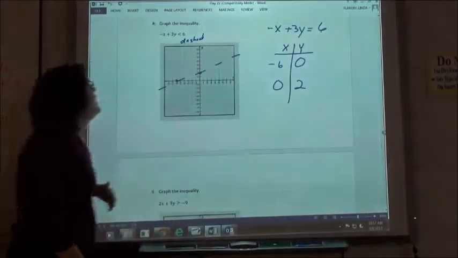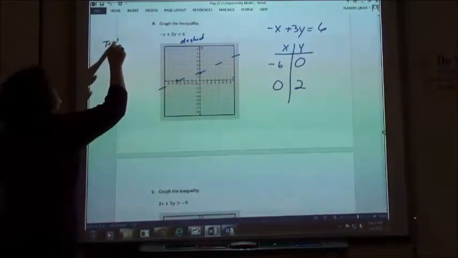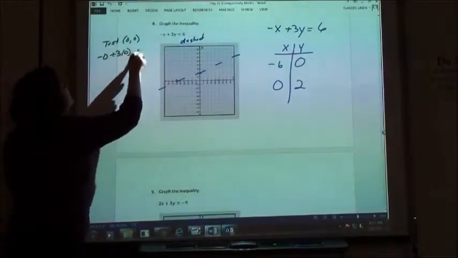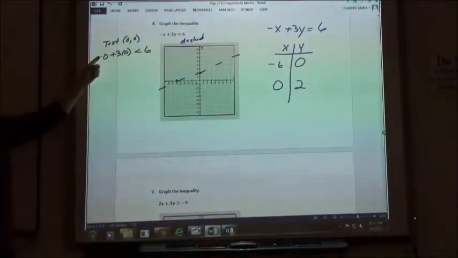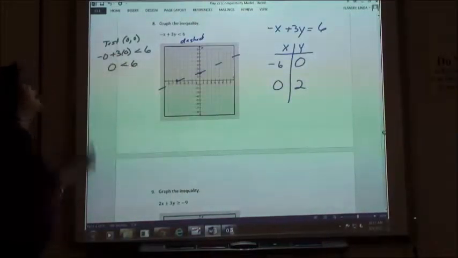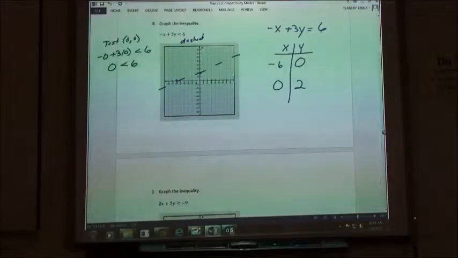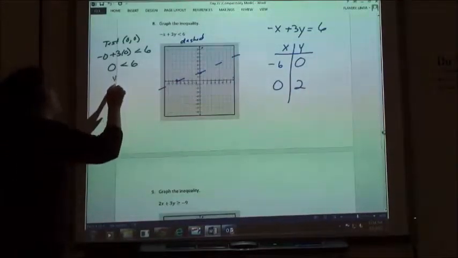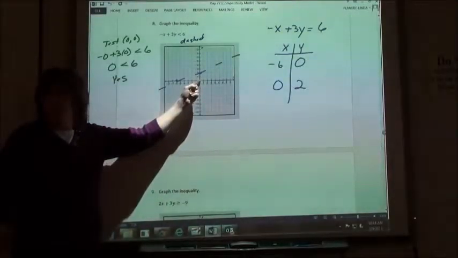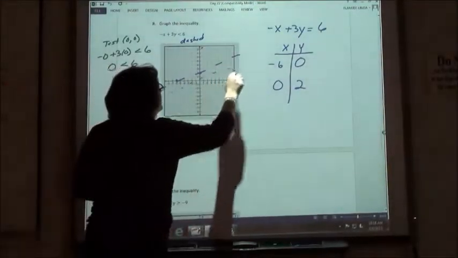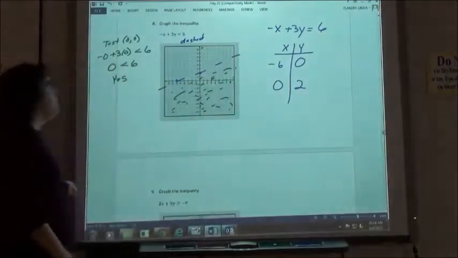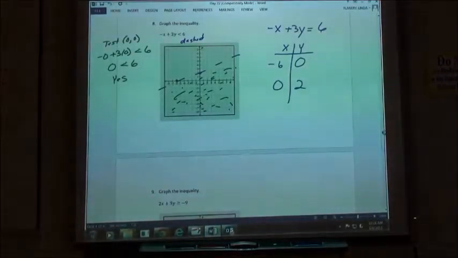Now I'm going to check my shading. I'm going to test 0, 0. So negative 0 plus 3 times 0, is that less than 6? Again, this whole side's just going to end up being 0 because I put 0 in for x and for y. Is 0 less than 6? Yes, it is. So that means we do shade the side where the 0, 0 is. This time we're going to shade over here below our line because the 0, 0 is below our line. And so it looks something sort of like this.